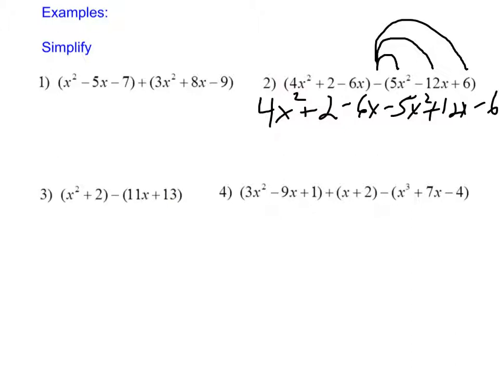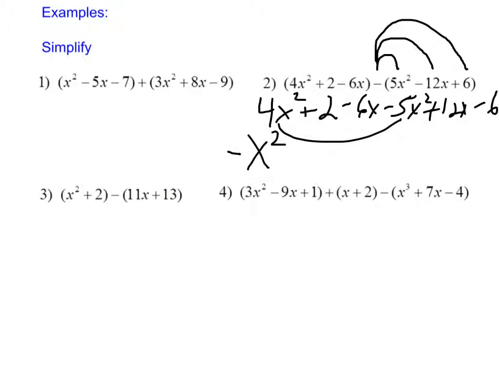Okay, so you need to check out what we have. What are our like terms? I have an x squared here. How many x squareds do I have? You should be saying 4. How many am I taking away? I'm taking away 5. So 4 minus 5 is negative 1. So here I'm going to result in combining those two to have negative x squared.